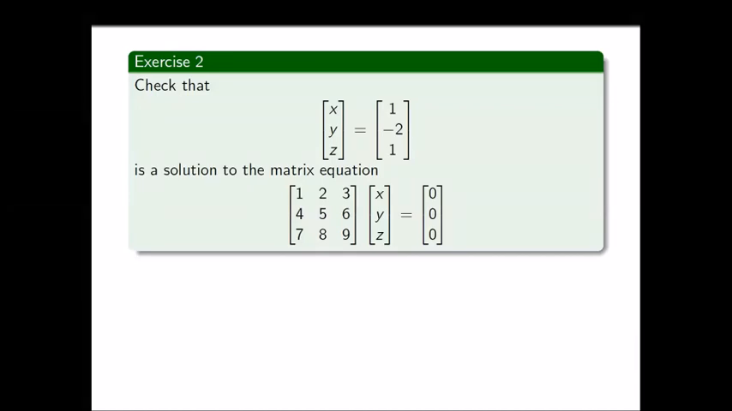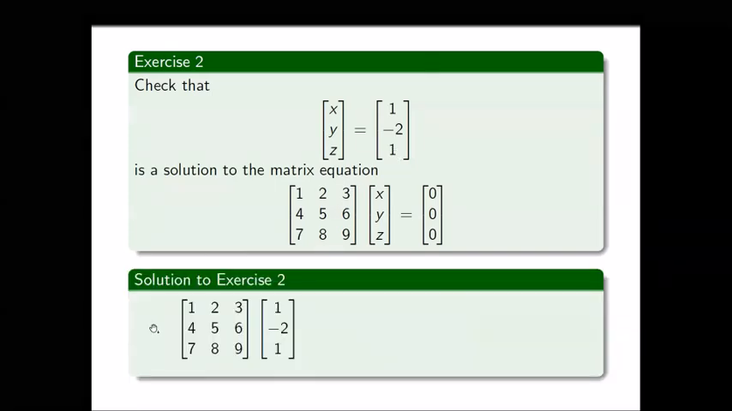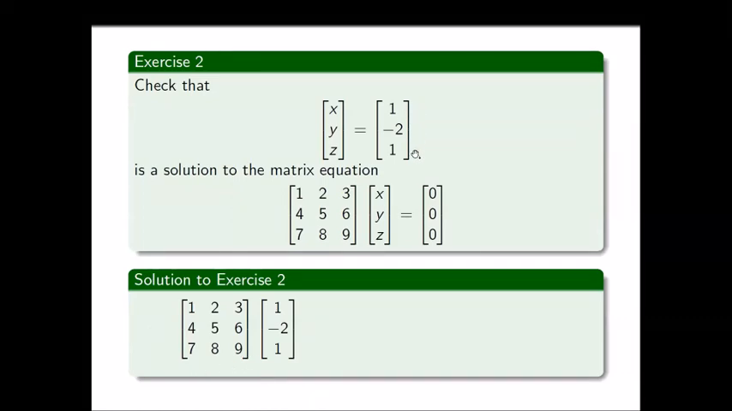Let's look at another exercise. So we're given this matrix equation, and we know that it represents a linear system, and we want to verify that XYZ equal to 1, minus 2, 1 is a solution to this matrix equation. Okay, so to verify that the vector 1, minus 2, 1 is a solution to this matrix equation, we plug it in instead of the vector XYZ, and then we just multiply the matrix 1, 2, 3, 4, 5, 6, 7, 8, 9 with this vector.